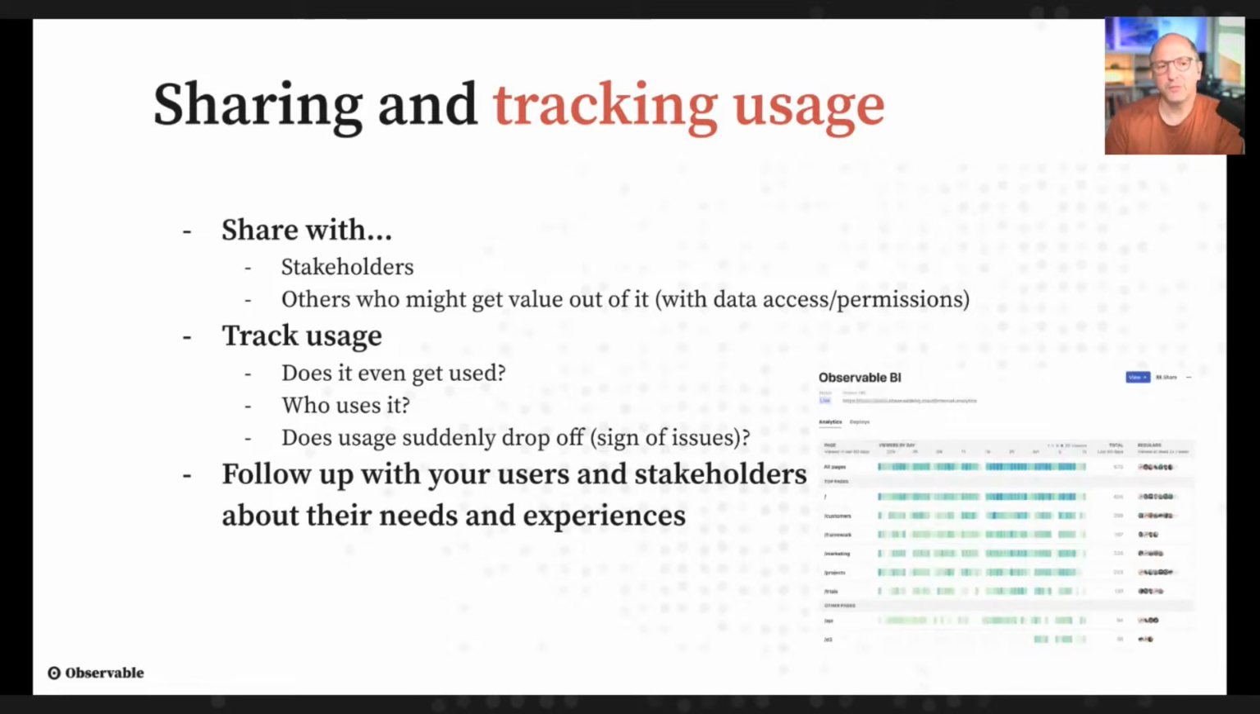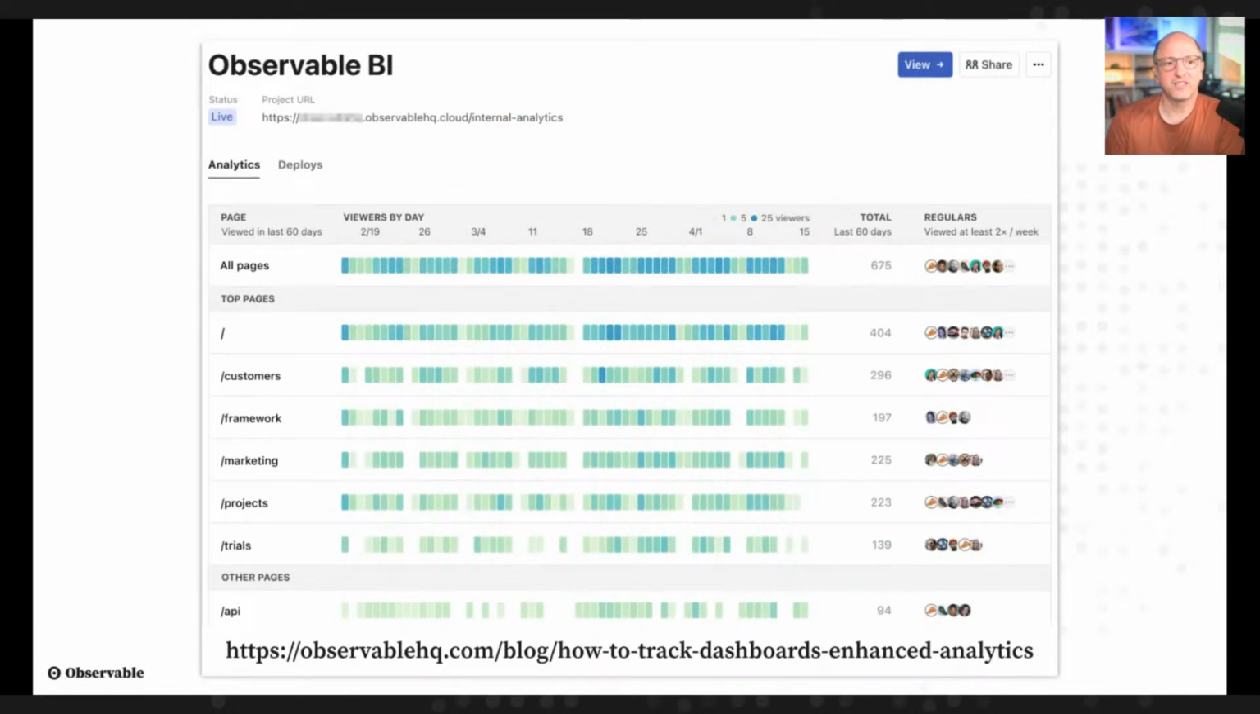And of course, Observable has some neat tools for that, so I wanted to show that real quick. This is our analytics page for the Observable Framework projects, where you can see the total usage at the top there of all the pages in a project, and also who's using it on a regular basis, which I think means at least twice a week. And then see all the individual pages, because you might have this broken out into many different parts, and see which of those get used and which ones aren't. And we have this blog post here that talks about that.